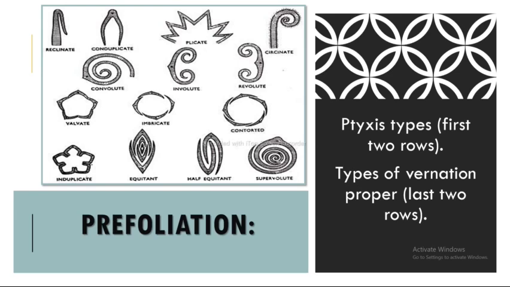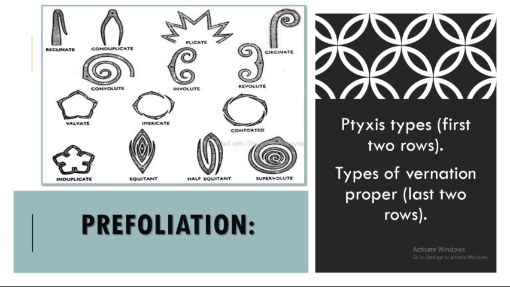So the second type of the vernation is imbricate. Imbricate vernation is a type of the prefloration in plants where the floral organs such as sepals and petals are arranged in a manner where the margins of the floral organs overlap each other in the floral bud. This results in a bud that appears to be covered in scales or tiles like shingles on a roof. And the examples include the flowers of gulmohar.